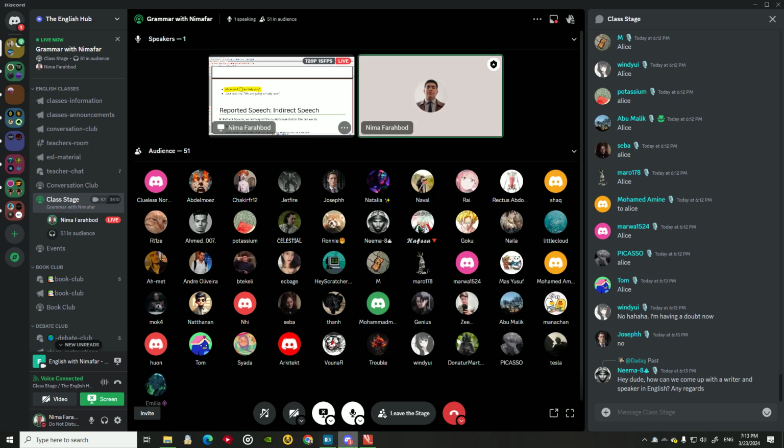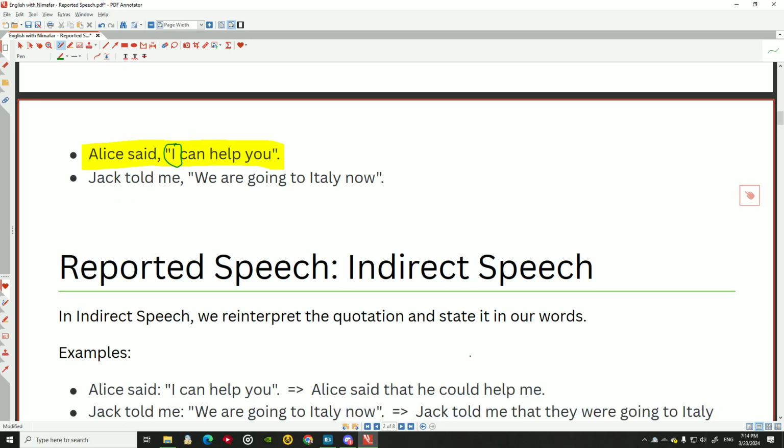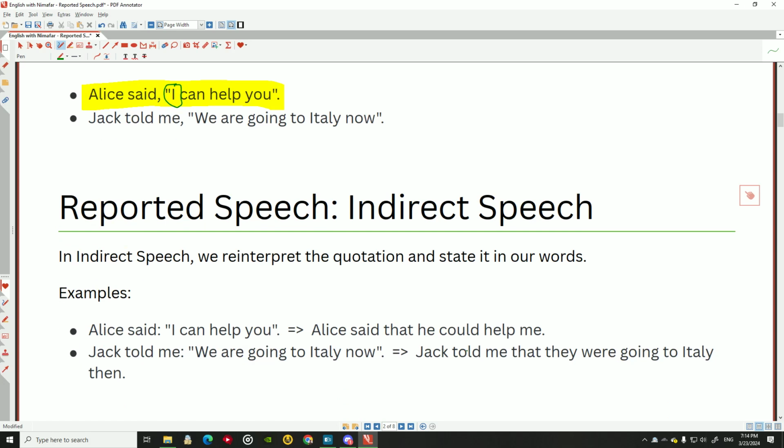Okay, so this is really important because, as one of you said, there's somehow a confusion. You get confused: who, Alice or you? Therefore, we use indirect speech, and we reinterpret it in our own words. Alice said, "I can help you." Let's change it to the indirect one. Alice said that he could help me. We consider Alice as a boy. I think Alice is a girl's name. After I actually wrote this PDF, I understood this. But just let's think.